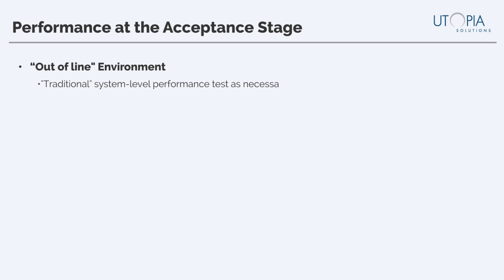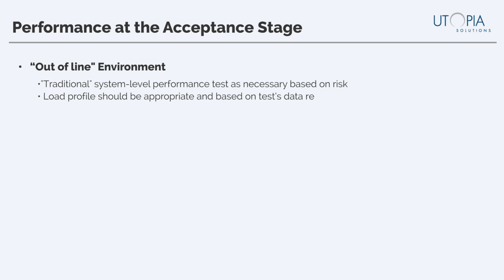For the out-of-line environment, this is where you'll be executing something that resembles a more traditional performance test. However, since you've been evaluating performance as you move through the pipeline, this will not be the first time you're learning about the performance of your system. Ideally, it becomes a confirmation of what you already know. Also, for the system-level performance tests, all the recommended practices still apply.